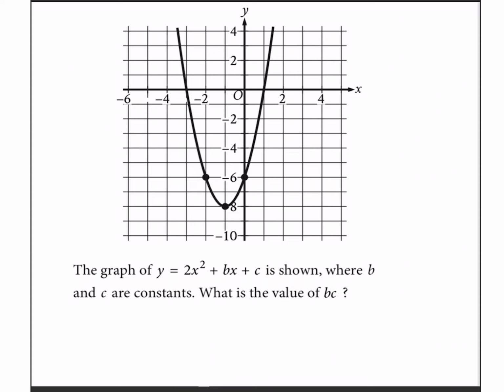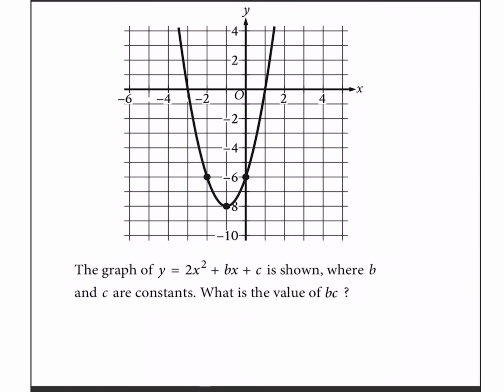So here they got a graph of a parabola, quadratic, and it reads that the graph of y equals 2x squared plus bx plus c is shown, where b and c are constants.